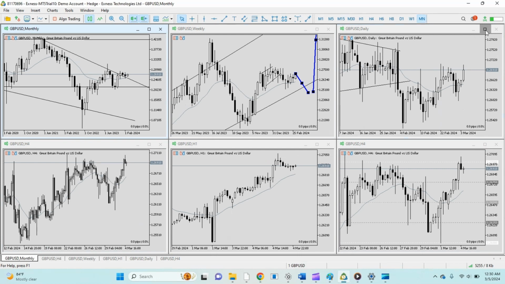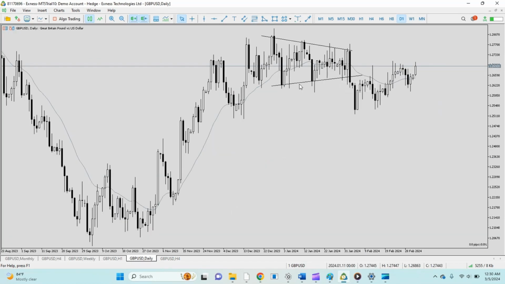So the daily time frame, we also have, you see how this trend line was broken and retested. So let's observe and see what happens. There is no clear pattern in the daily time frame.